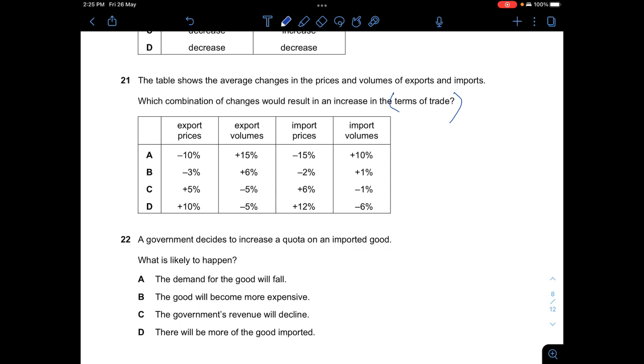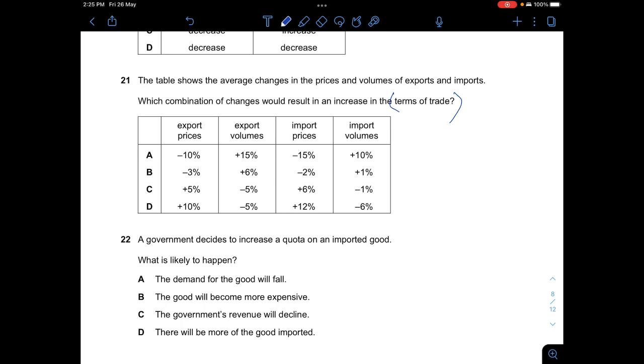So A says that there's a decrease in the export prices, and then there's an increase in the export volume. And then it says import prices decreased by 15% and the import volumes increased by 10%. Actually, we don't exactly have to look at the export volume because it's nothing to do with the terms of trade here. So we just have to look at export and import prices. So negative 10%, negative 15%, which means that import prices are now much lower than your export prices.